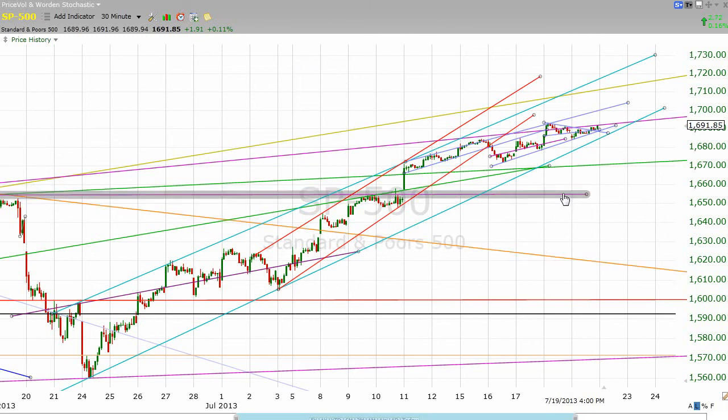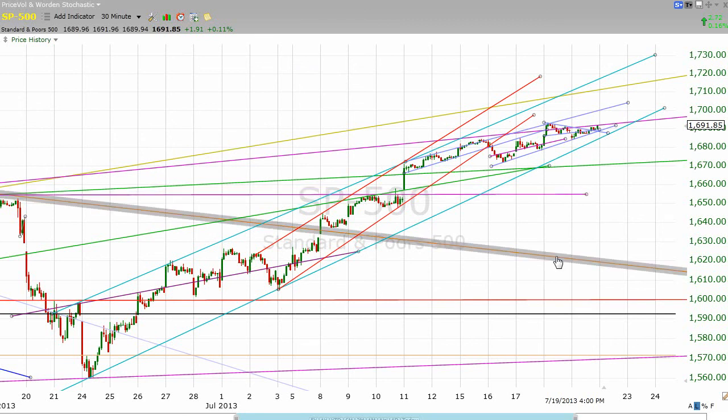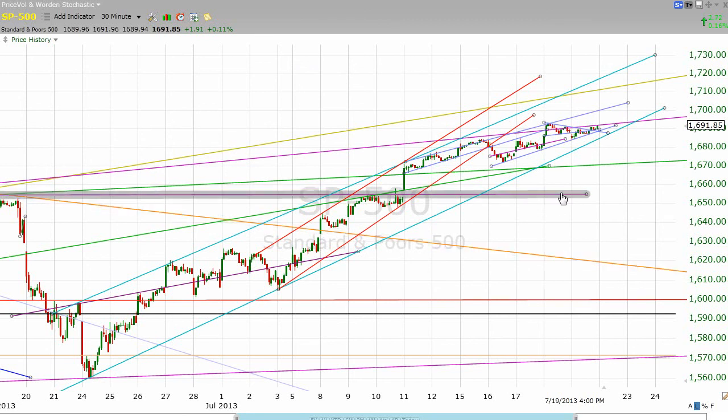We could get picked up in the mid 1650s by this line right here, but I don't think this line is as important as this one. So this one probably wouldn't be too difficult to take out, given how far the market has come without a real meaningful correction so far. So let's watch this channel coming into the week starting July 22nd.